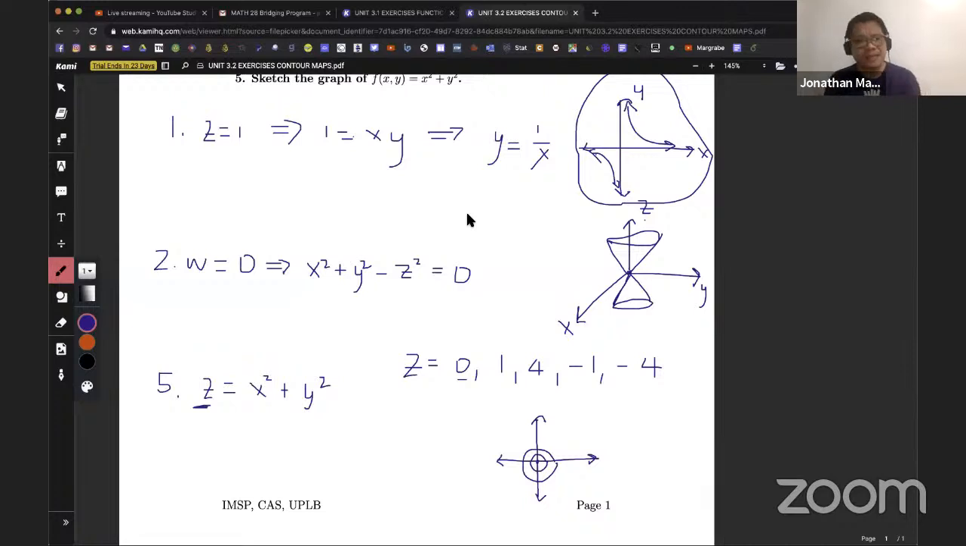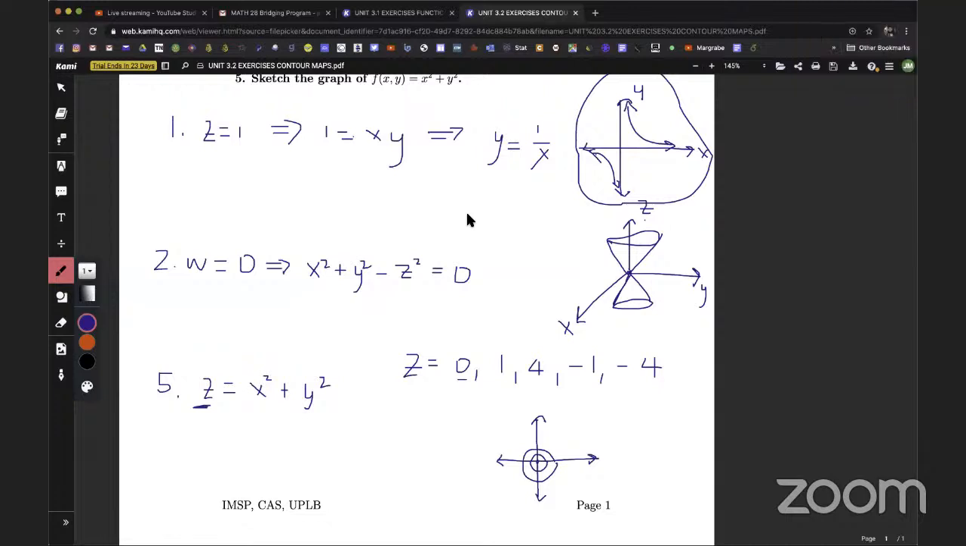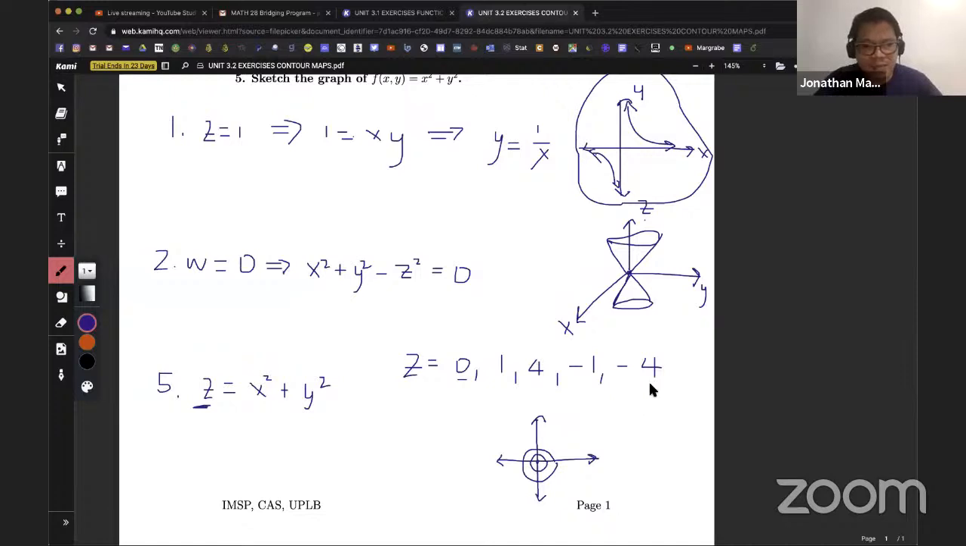So basically, you still have a level curve, even though z equals -1. The level curve is just an empty space. Okay? So empty space or empty set. How about for -4? For -4, this will also be obvious. So that is same with z equals -1. The level curve is an empty space.